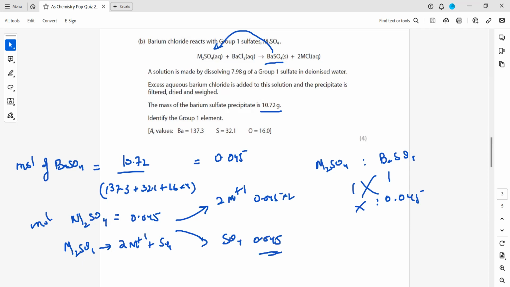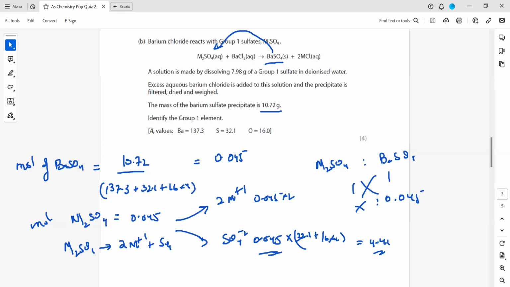And this 1 mole of a sulfate, what is the total mass of sulfate? These are the moles of sulfate. How to work out the mass of a sulfate? Moles multiplied by molar mass. So sulfur is 32.1 and oxygen is 16 multiplied by 4. When we multiply, this will give us the total mass of the sulfate, which is 4.41. So 4.41 is the mass of the sulfate.